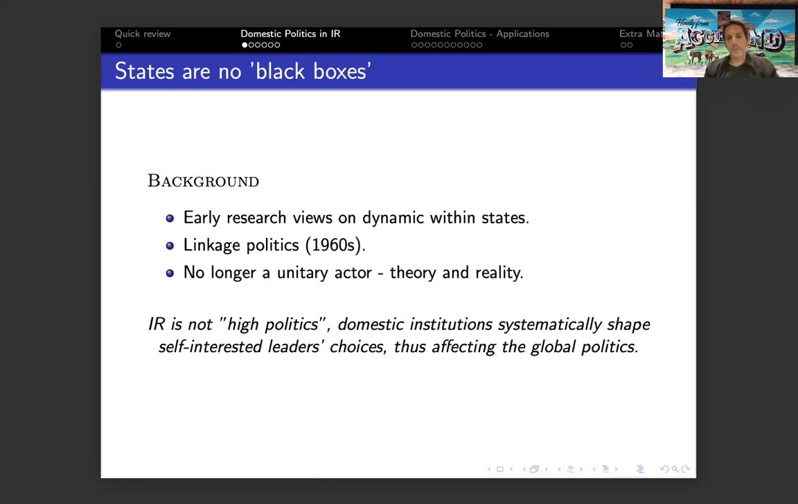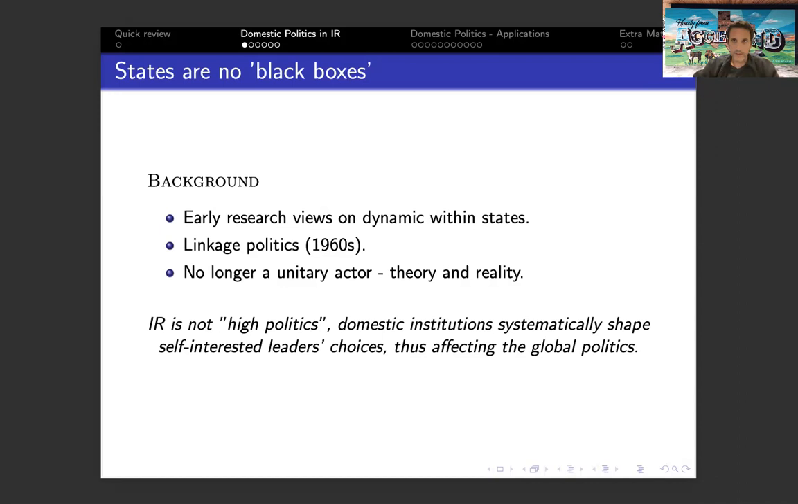Overall, the research on domestic politics views international relations not as high politics, which are separated from domestic politics. Instead, it views self-interested leaders, leaders that focus on their own political survival, as the ones who make the choices when it comes to foreign policy. And the different political institutions that those countries have systematically shape the choices and impact the events that take place in the international environment. That's just overall background on why domestic politics is so important to understand those international events.